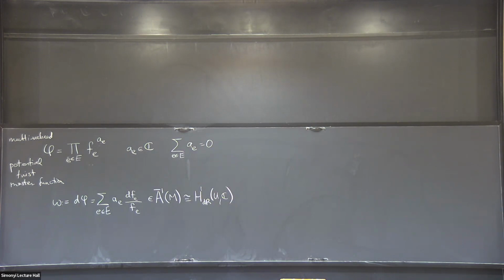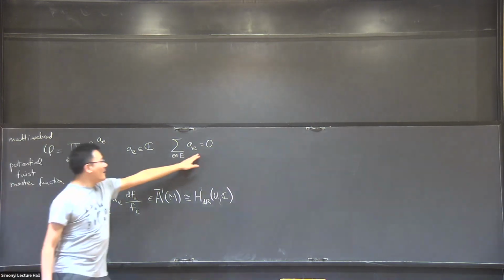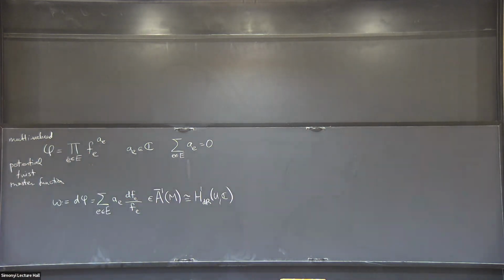Why do we have to assume that the sum is 0? Oh, because I'm including 0 in this indexing set. So these are linear forms on projective space. By itself, it's not a function. Only ratios of them are functions. So I need to impose this condition.